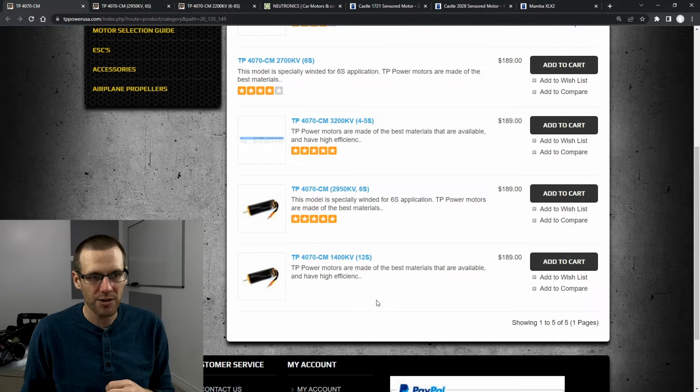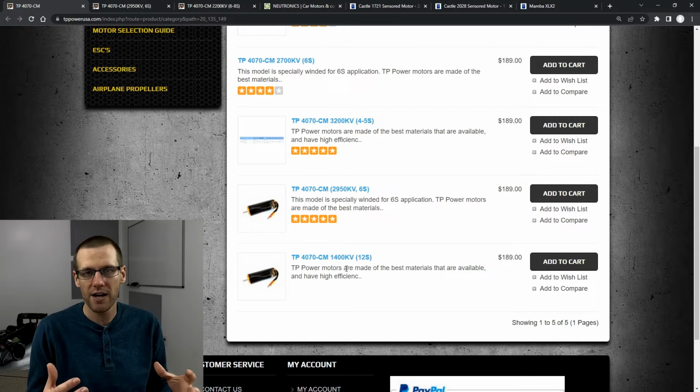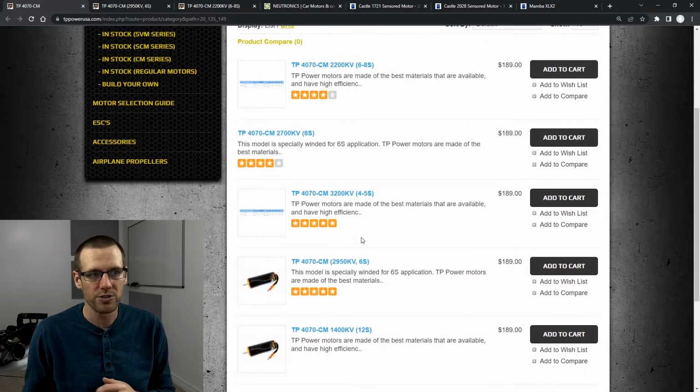If we take a look at some of the other options, if you're going to go with a 4 to 5S pack, you got that 3200 KV motor. And if you're going with a 12S pack, you can get the KV down to 1400 KV and then run 12 cells of lithium polymer battery pack. So that's a lot of potential for all these motors to really push a vehicle quite quickly.